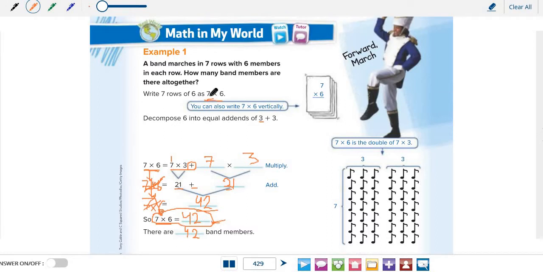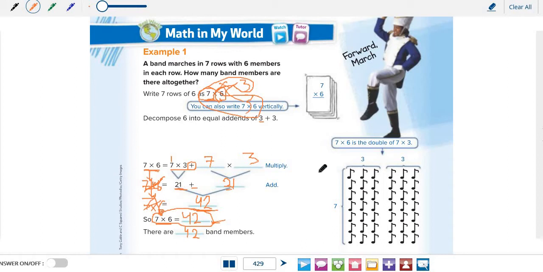So the idea, to find 7 times 6, we can decompose number 6 into 2 equal addends, like 3 and 3. Now we have to find 7 times 3. This is a known fact. 7 times 3 plus 7 times 3. We know that 7 times 3 equals 21. And then we have to double the product. So 21 plus 21 equals 42. This is the product of 7 times 6.